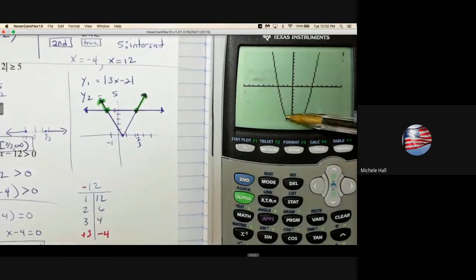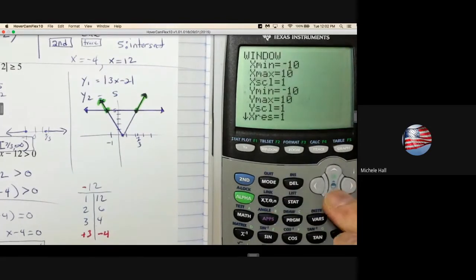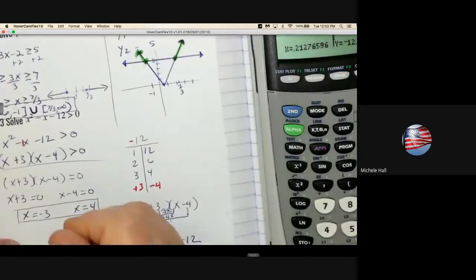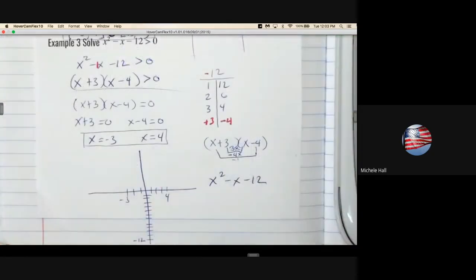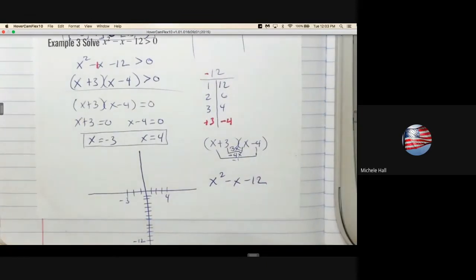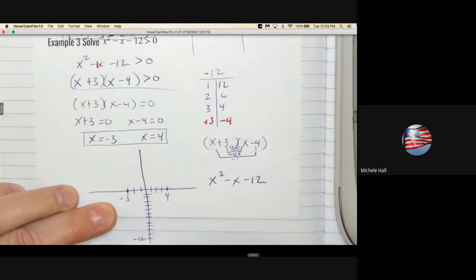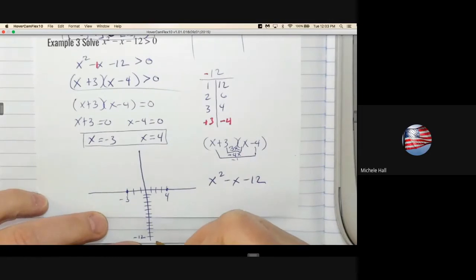All right, I want to see how far this is going down. I'm going to fix my y minimum window. I'd like my y minimum to go to, let's start with -20 and see if that helps. All right. So I can see my parabola here, trace, just curious how low this is going down. Y is about -12. All right. It's coming down through here.